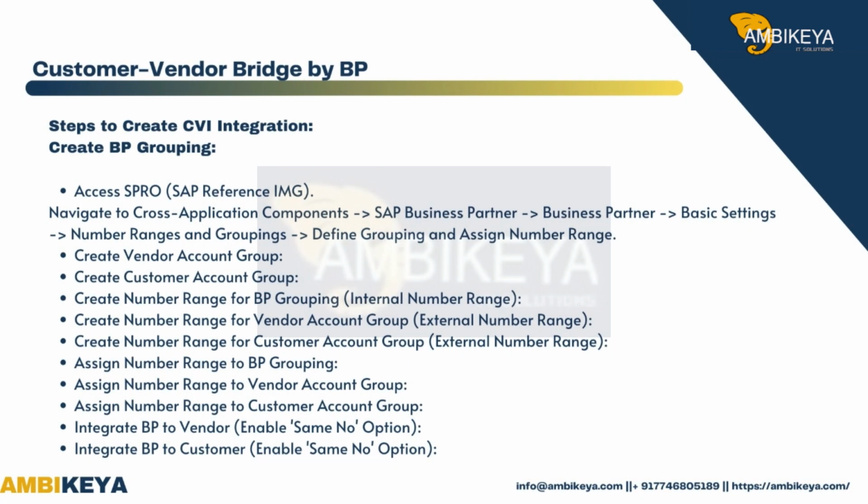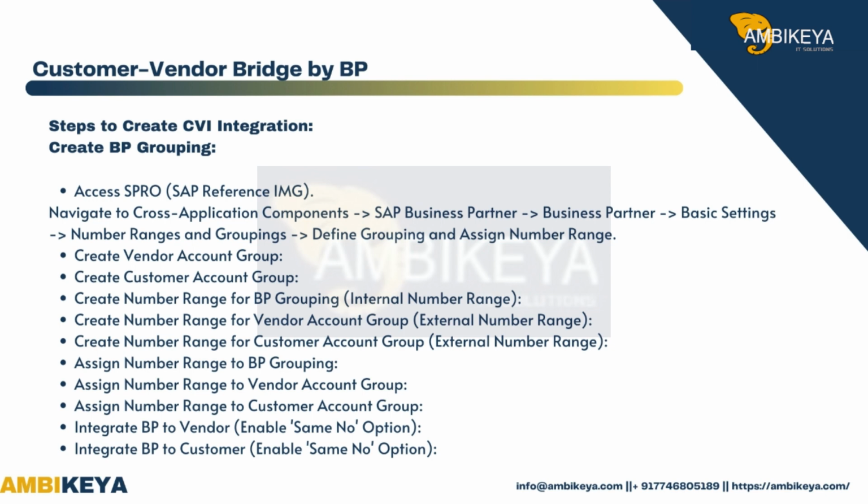Steps to create CVI integration. Create BP grouping. Access SPRO, SAP reference IMG. Navigate to cross-application components, SAP Business Partner, Basic Settings, Number Ranges and Groupings, Define grouping and assign number range. Create vendor account group. Create customer account group. Create number range for BP grouping, internal number range.